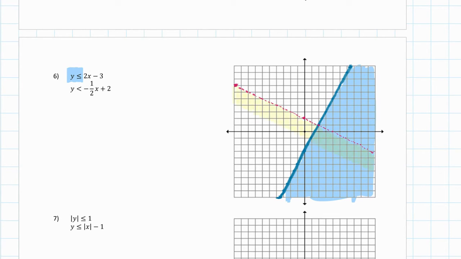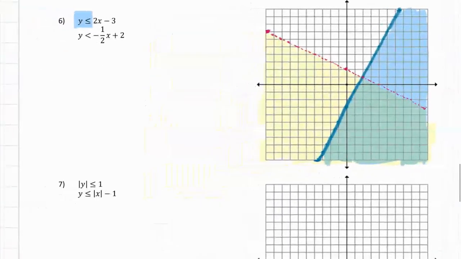So that gives me this region, and you can see that the overlap includes the green area, and that is the solution to this system. The solution is the overlap of the two regions. The solution is not a single ordered pair, but it's many ordered pairs contained within this region. It includes the ordered pairs that are on the blue line, but it does not include the ordered pairs that are on the red line.